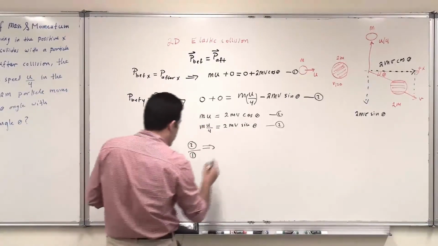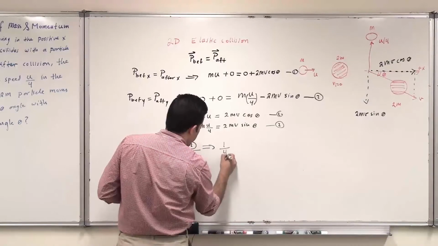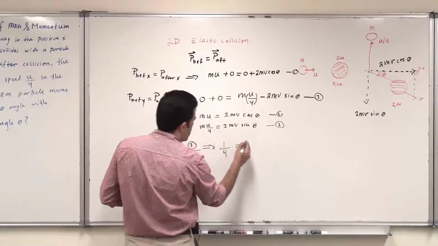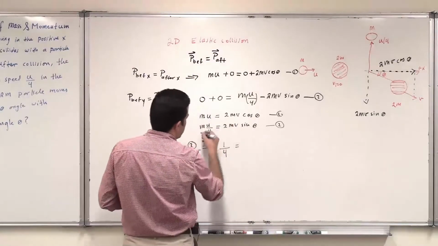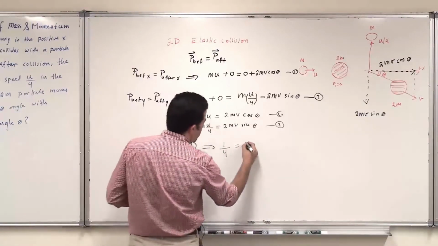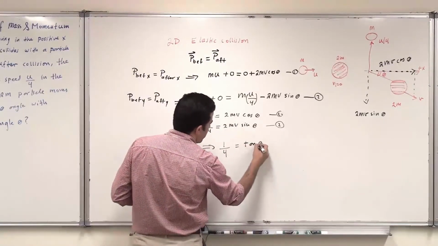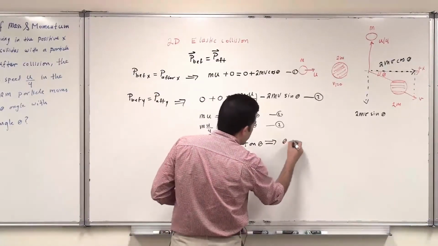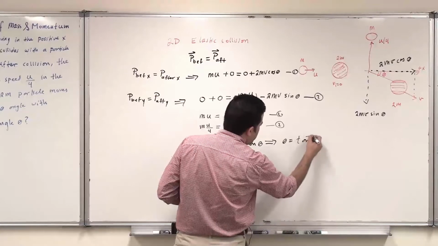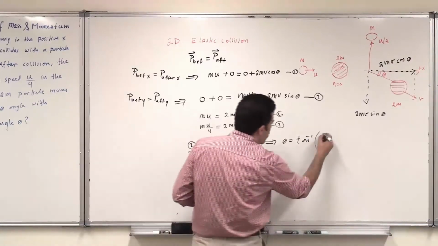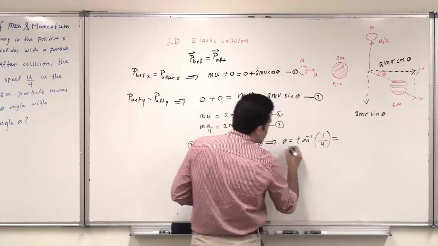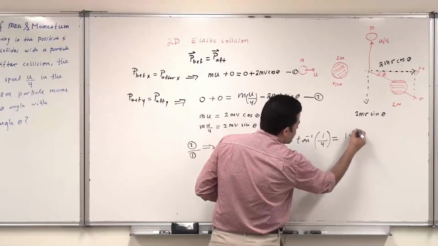Which will yield 1 over 4 should equal, dividing this by this, 2mv will cancel, and mu will cancel with mu, so it will be tan theta. As a result, theta will equal the tan inverse of 1/4, which means that theta should be 14 degrees.